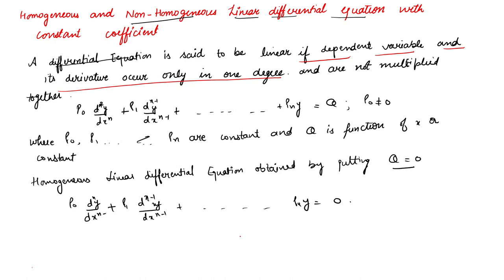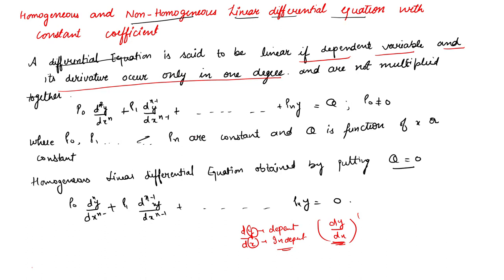What is meant by that? Suppose that you have dy by dx. In this case, y is the dependent variable and x is the independent variable. So what we want to say is that dy by dx occurs only in one degree and it is not multiplied with any of its derivatives. So that is our linear differential equation.